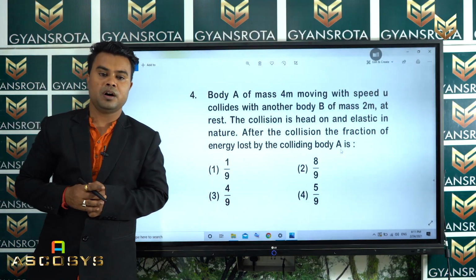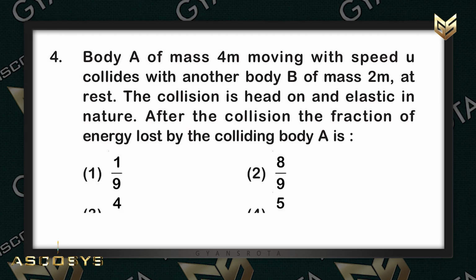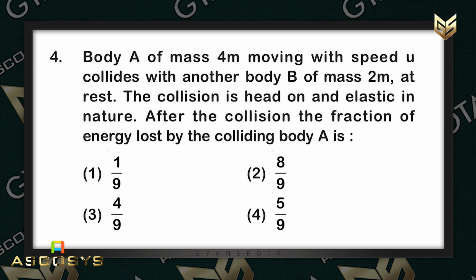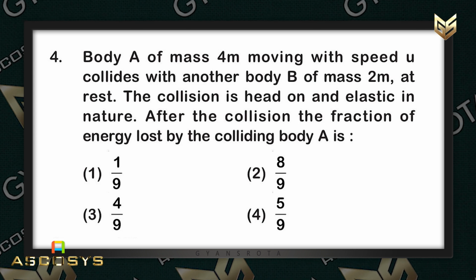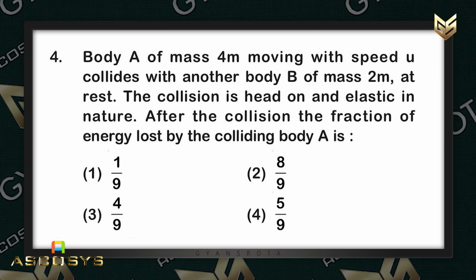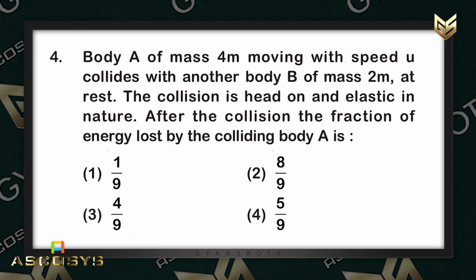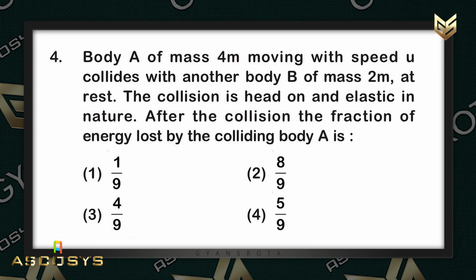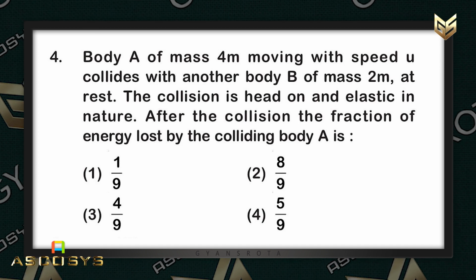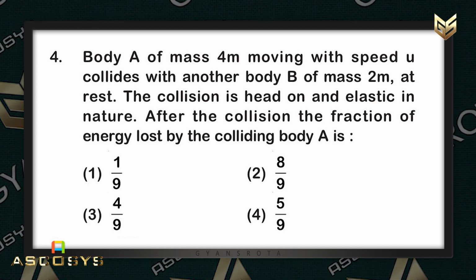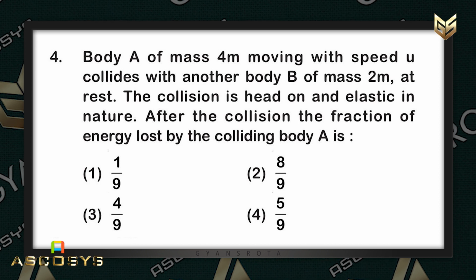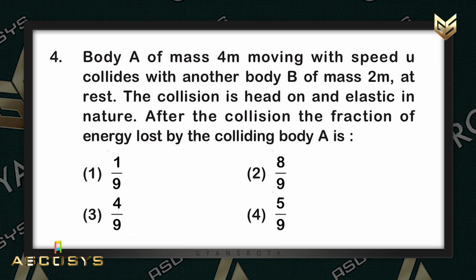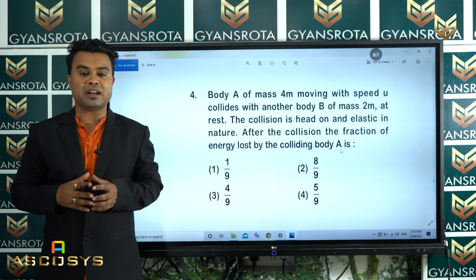Question number 4. Body A of mass 4m moving with speed u collides with another body B of mass twice m, which is at rest. The collision is head-on and elastic in nature. As we know, elastic in nature means the kinetic energy and the momentum are conserved. You have seen this in work, power and energy. After the collision, the fraction of energy lost by the colliding body A is how much? So how do you calculate this one?